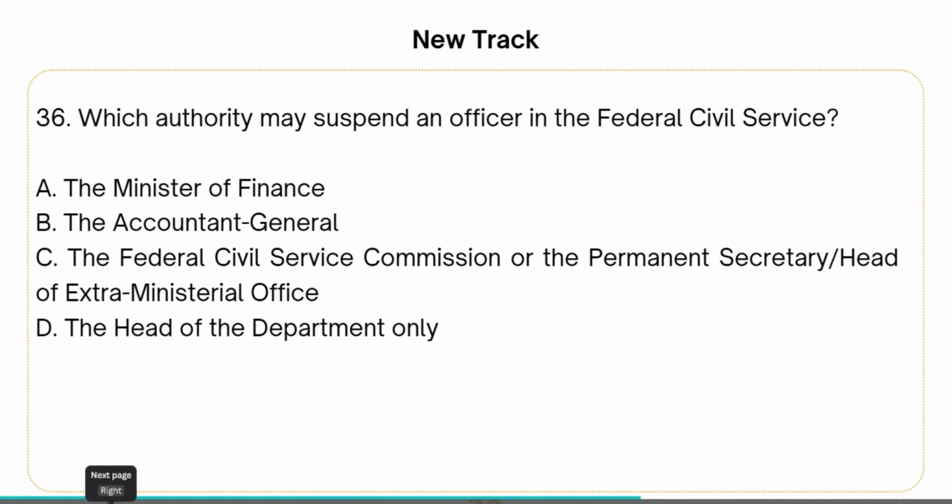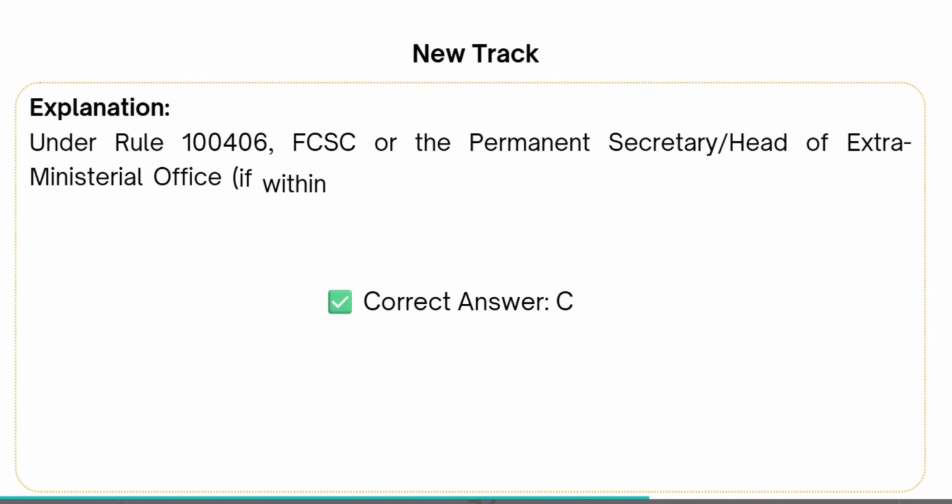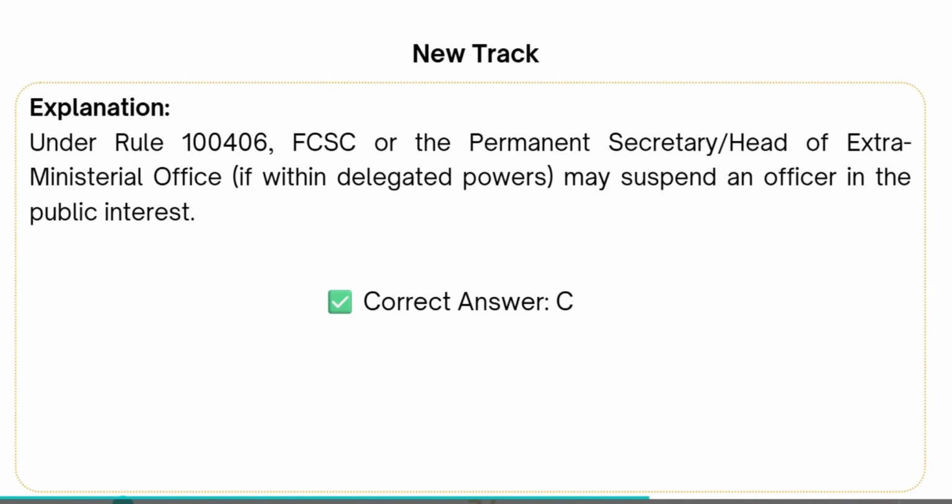So the option is C. The Permanent Secretary and the Head of Extra-Ministerial Offices will only be delegated the power to do that, but such power lies with the Federal Civil Service Commission. But they can delegate this power to the Permanent Secretary and heads of extra-ministerial offices according to the grade level of the officers in question. So the right option is option C.